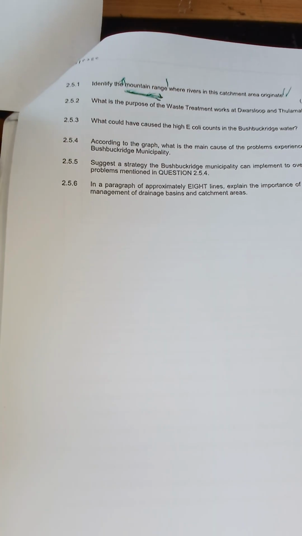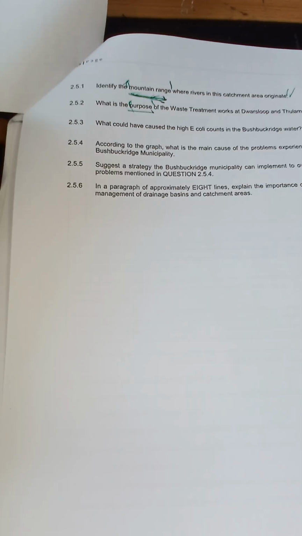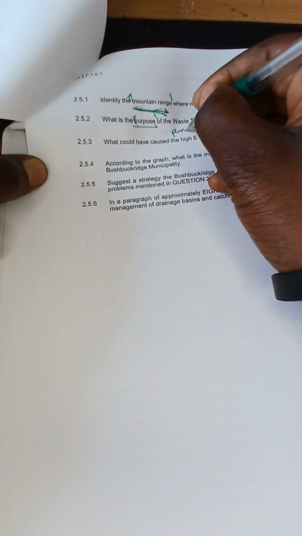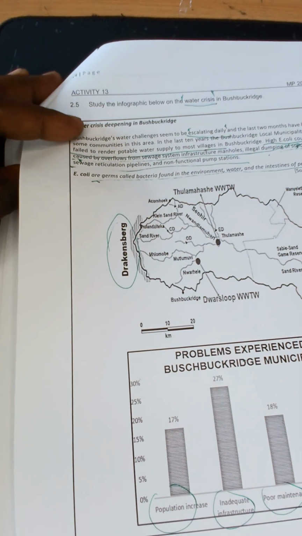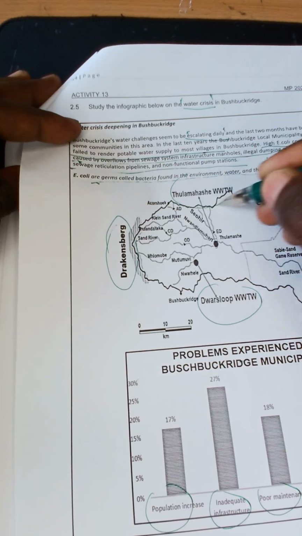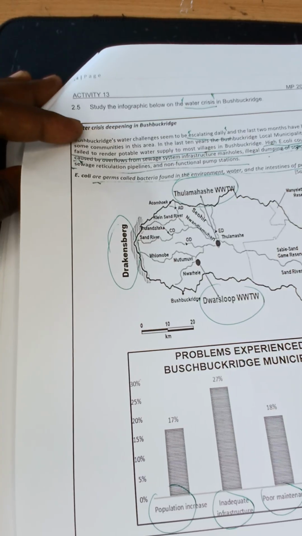Okay, what is the purpose of waste treatment works at Dwaslop and Tulama Hashe? What is the purpose? Okay, 2.5.2. Obviously, to purify the water. That is the main purpose, to purify the water and make it safe for drinking. That's basically what this is all about.